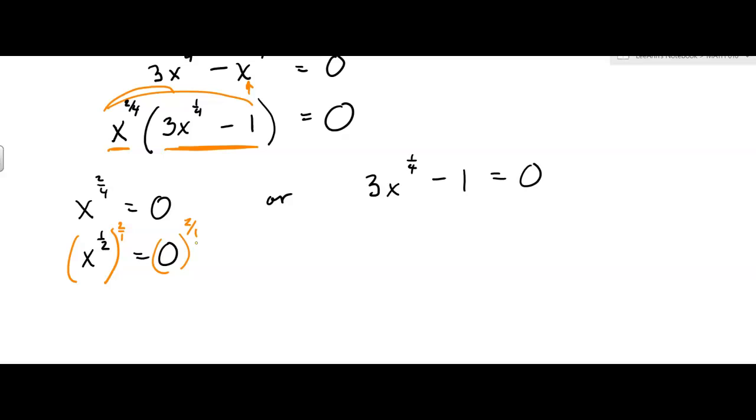But do that to both sides, and I get x to the first power equals 0. Because 0 squared is just going to be 0. And you multiply those exponents, you just get 1. Okay, so 0 is a solution. Let's see what happens to the other equation. I'm going to add the 1. I'm going to divide by 3.